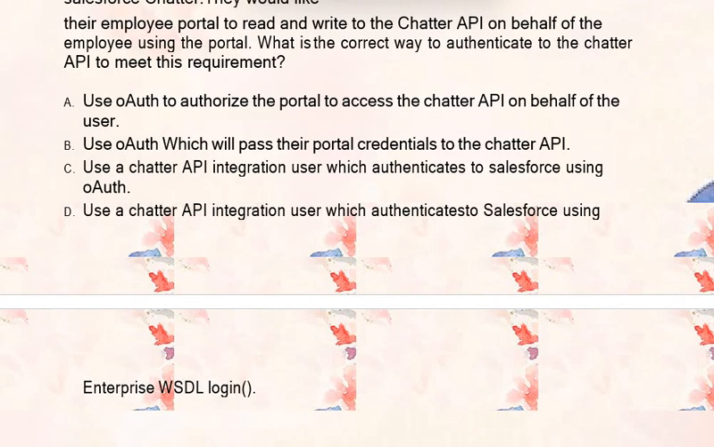Option A use OAuth to authorize the portal to access the Chatter API on behalf of the user. Option B use OAuth which will pass their portal credentials to the Chatter API. Option C use a Chatter API integration user which authenticates to Salesforce using OAuth. Option D use a Chatter API integration user which authenticates to Salesforce using the Enterprise WSDL login function. Correct answer is option C.